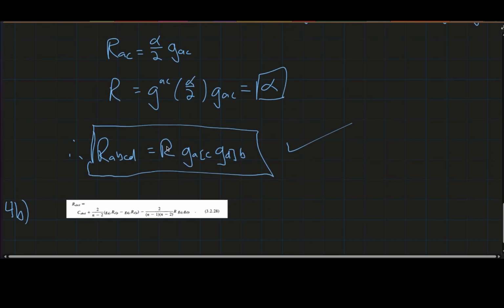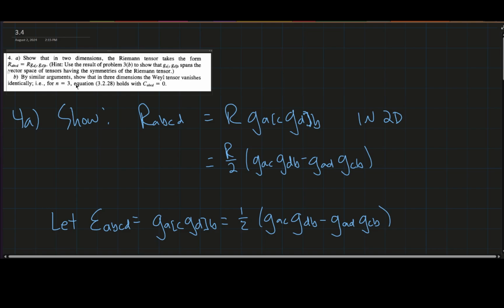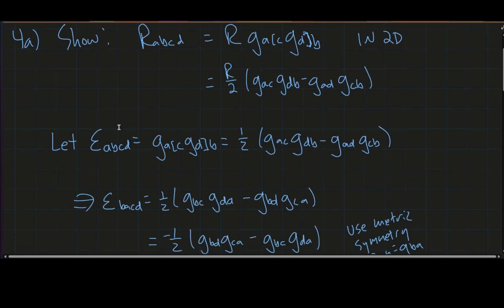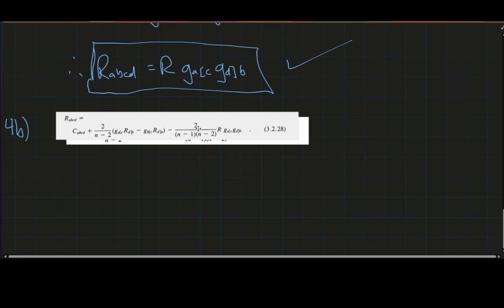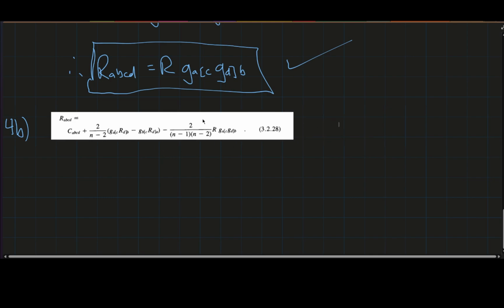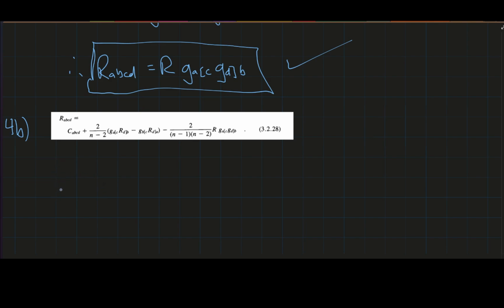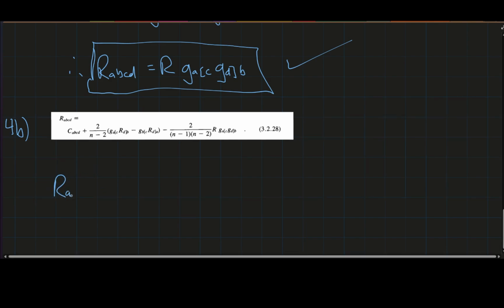Okay, let's have a crack at 4b now. So he says, by similar arguments, show that in 3 dimensions the Weyl tensor vanishes identically. In other words, for n equals 3, equation 3.2.28 holds with c equals 0. So I put equation 3.2.28 down here. Okay, so 3.2.28 is basically saying something along these lines, that R_ABCD equals C_ABCD plus something else which we'll call chi_ABCD.